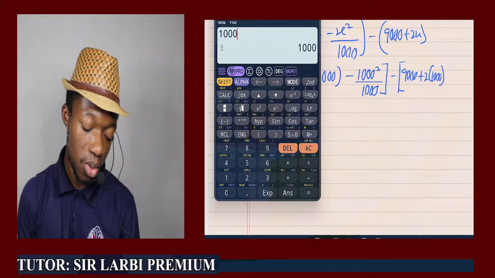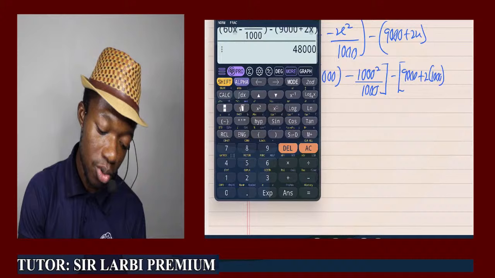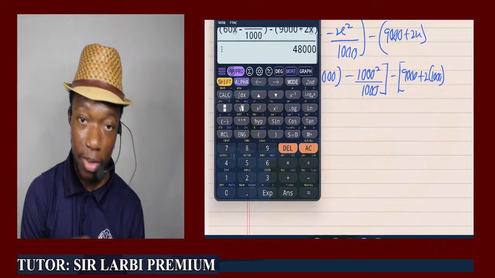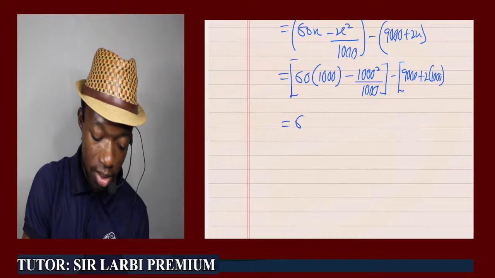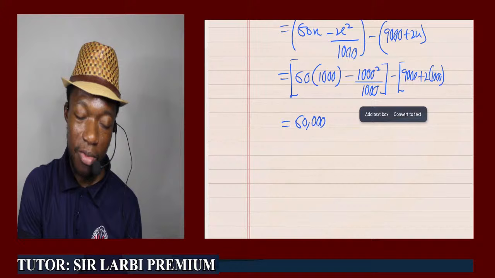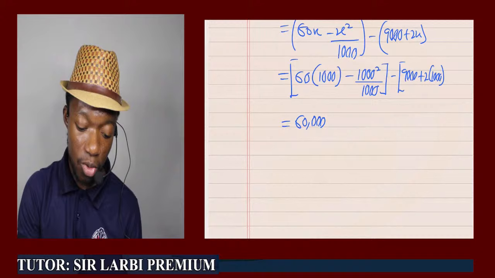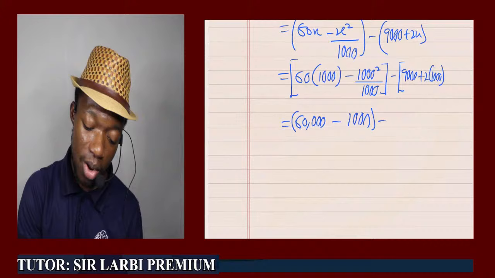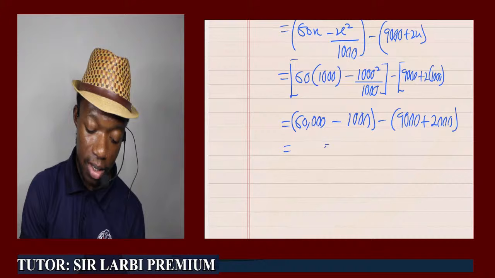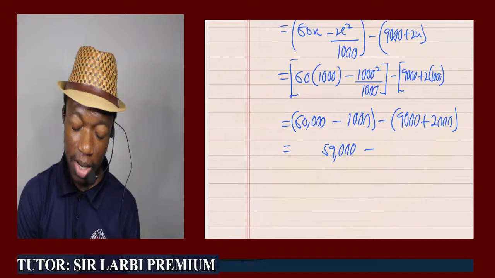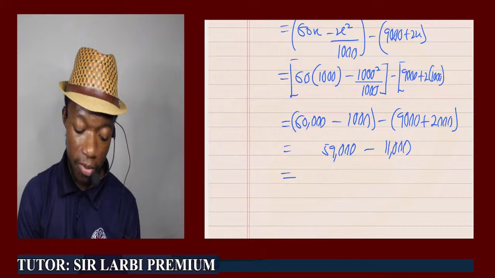So when I press 1000 and the equal sign, I'm supposed to get 48,000. Realize I'm getting 48,000 as my final answer. Let's see. Here we will have 60,000. Then here too, we have 4,000 squared, also divided by 1000, so we can cancel 1000 off, and we'll be left with 1000 minus 1000 here. Then compare with 9000, plus 2 multiplying 1000, which is 2000. Arithmetically, we have 59,000 minus 11,000 difference. So that means we're going to get 48,000.